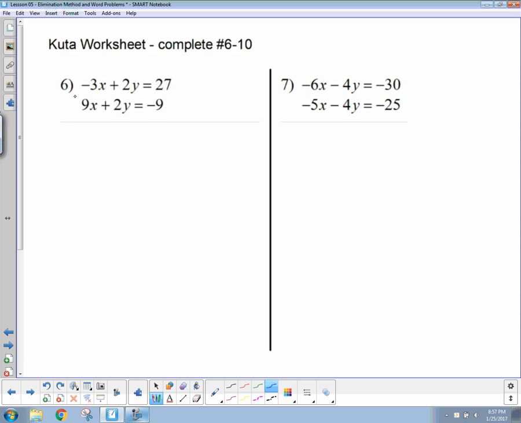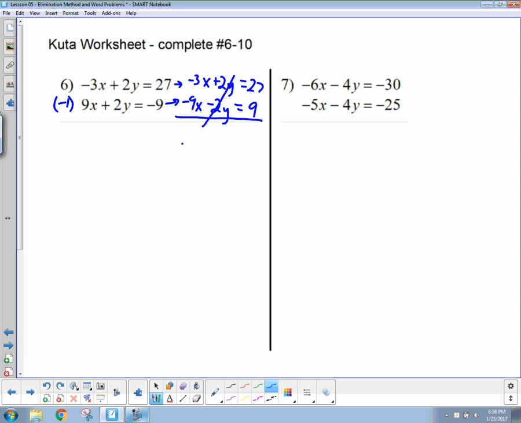I'm going to make the bottom one negative. So just like before, I'm going to just drag them over. Negative 3x plus 2y equals 27. Again, it's like you're changing the symbols. So negative 9x minus 2y, positive 9. The y's cancel. Negative 9, negative 3, that's negative 12x.